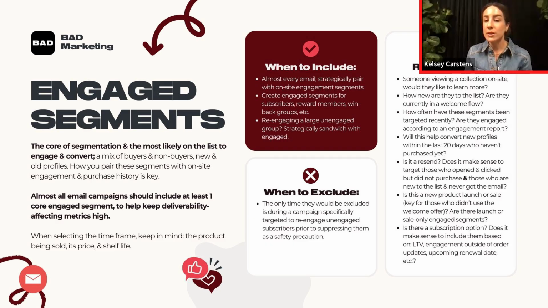So common ones are 30, 45, 60, 90, 120 day. And you can also go 200 or 365. Versus super cold leads, depending on your price point and your product, might be a shorter time frame.